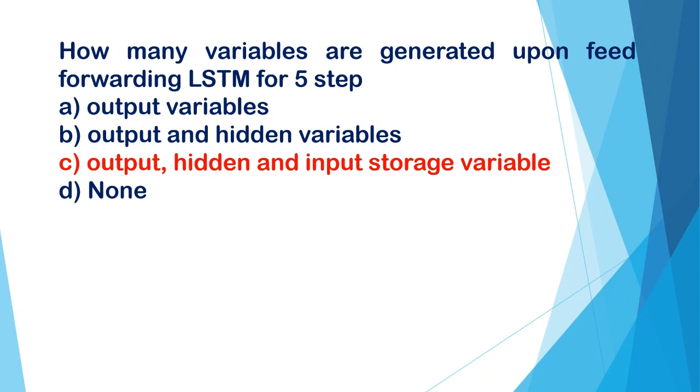How many variables are generated upon feed forwarding LSTM for 5 steps? A. Output variable, B. Output and hidden variable, C. Output, hidden and input storage variable, D. None. And the correct option is C.